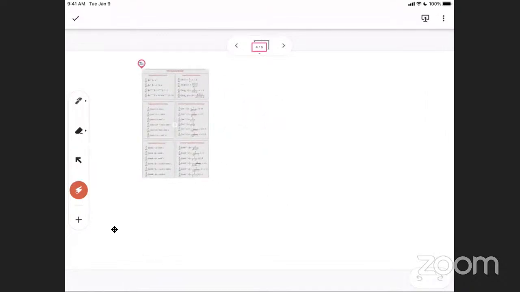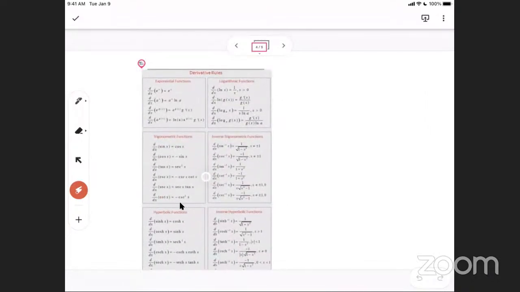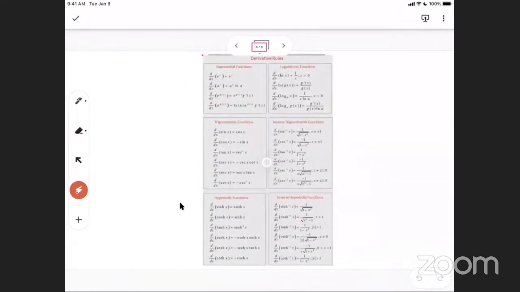So here's your derivative cheat sheet. See what I was talking about before? There's the derivative of e to the x. It's just e to the x. Yes. Here's trig ones. The derivative of sine is cosine. The derivative of cosine is negative sine. The derivative of tangent is secant squared. The derivative of cosecant is negative cosecant cotangent, etc.